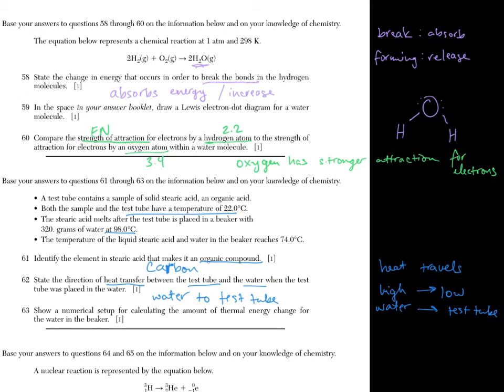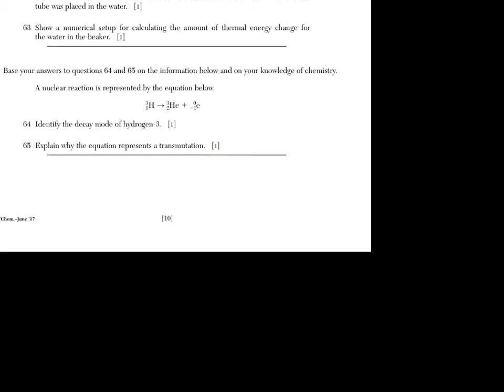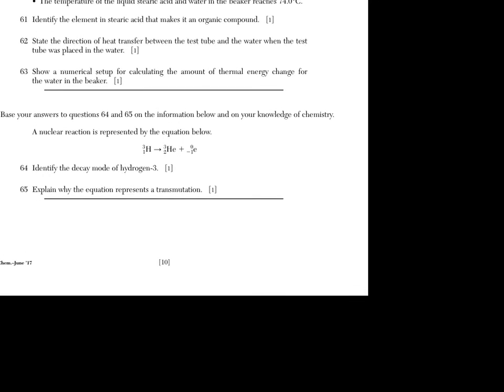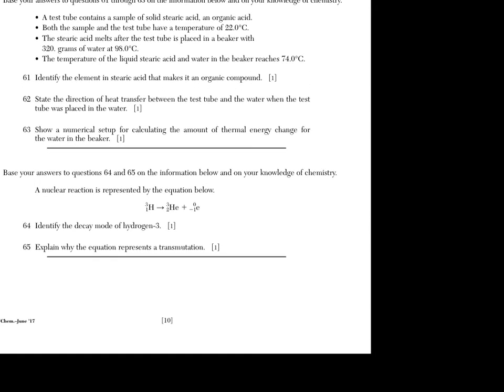Okay, number 63, we have to show a numerical setup. I'm going to actually change the page a bit just to shift things up. Okay, we're resuming with number 63. We're going to show the numerical setup for calculating the amount of thermal energy change for the water in the beaker. Actually, I need some information. Okay, good, right here.